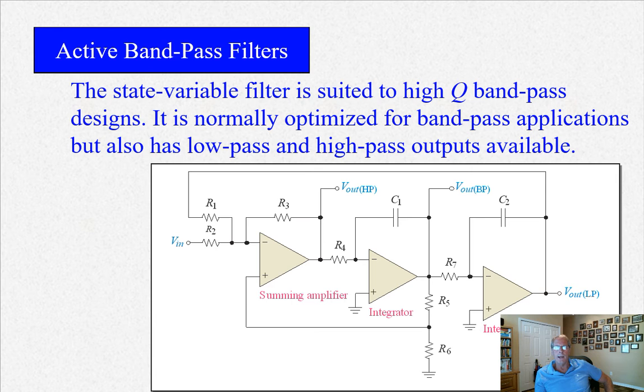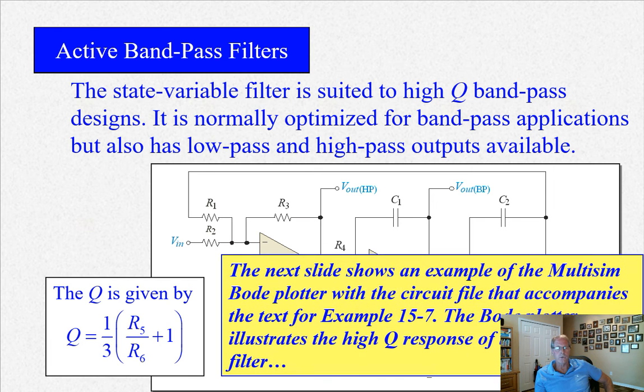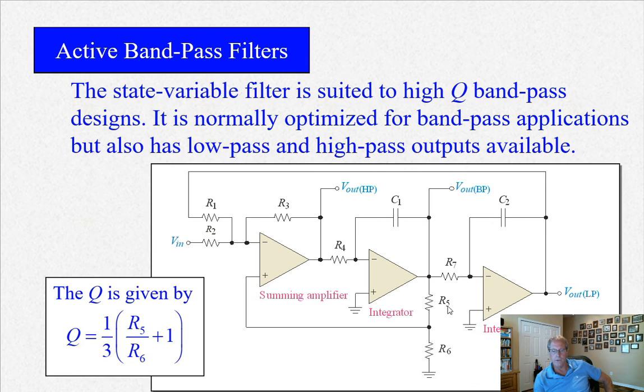You can form a notch filter. Okay, so the Q is given by this formula here, R5 over R6. Let's see what happened to R5. Okay, here's R5 and R6 down here. R5 divided by R6 plus 1, times 1/3.